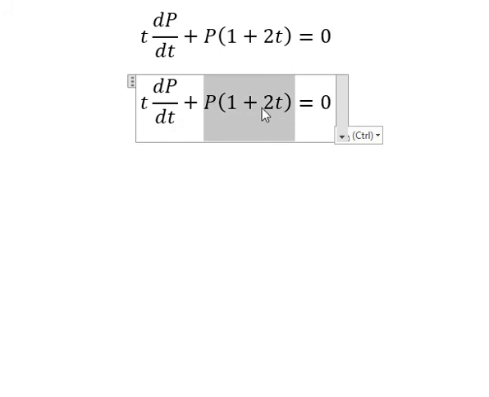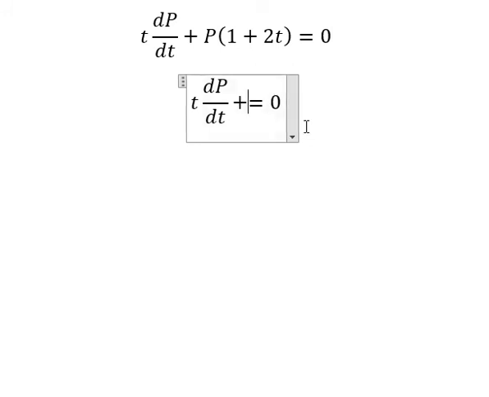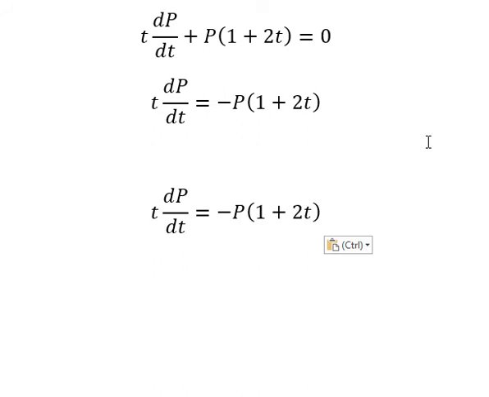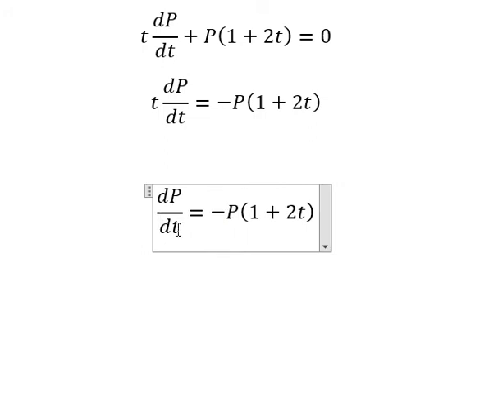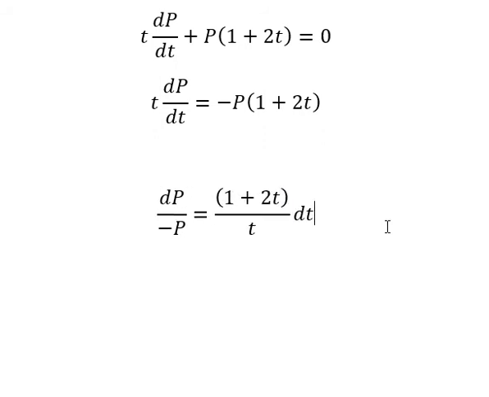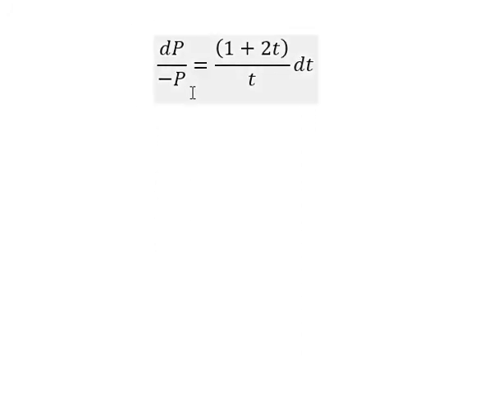So I will put this one go to the right. So I will put dt and t go to the right, negative b go to the left. Next, we need to integrate both sides.